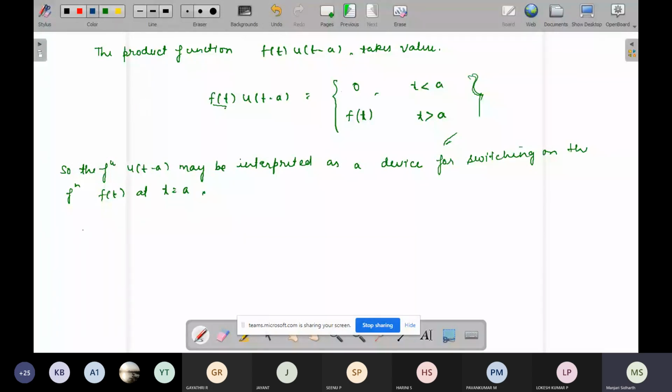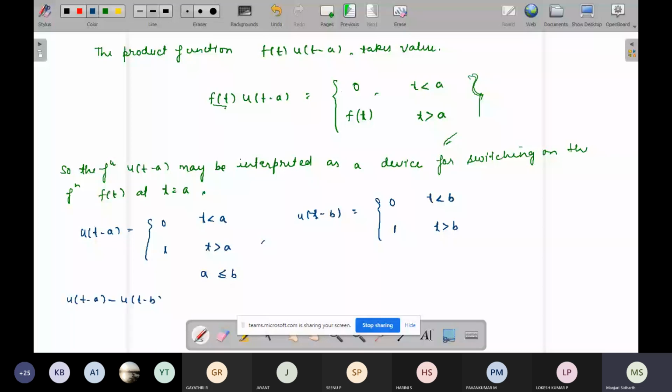Now, let us define u of t minus a. You already know, right? 0 when t is less than a and 1 when t is greater than a. Let us take another, u of t minus b. Its value is again 0 when t is less than b, and its value is 1 when t is greater than b. And let us say a is less than or equal to b. Then what would be the u of t minus a minus u of t minus b?